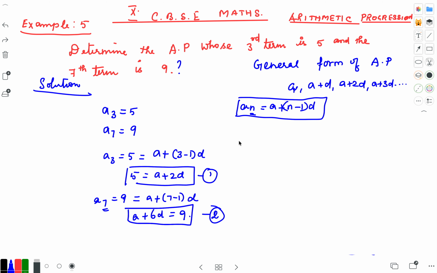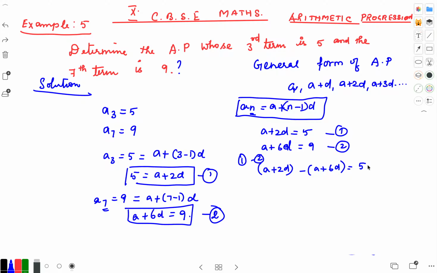Now let's solve these two equations 1 and 2. A plus 2D equal to 5 and A plus 6D equal to 9. Now subtract 1 minus 2. A plus 2D minus A plus 6D equal to 5 minus 9. A plus 2D minus A minus 6D equal to minus 4. A minus A will cancel.